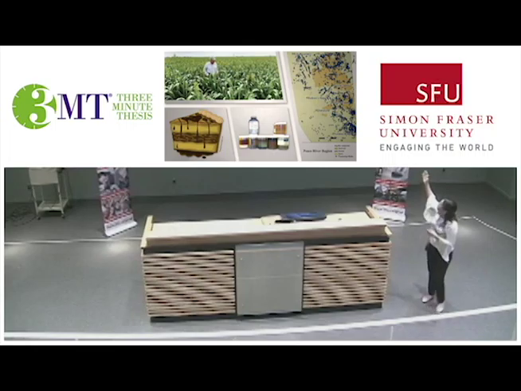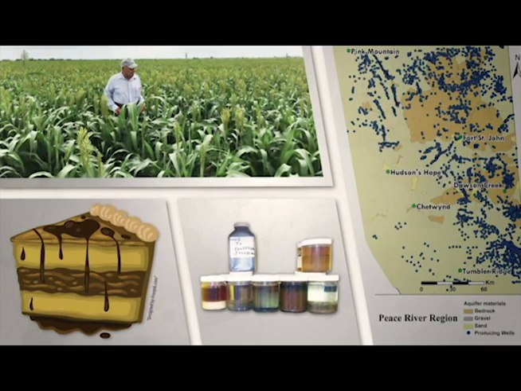Take a look at the map. Those are currently producing gas wells in Northeast BC, and each of them will generate around 25,000 cubic meters of wastewater. That's enough to fill 10 Olympic pools.